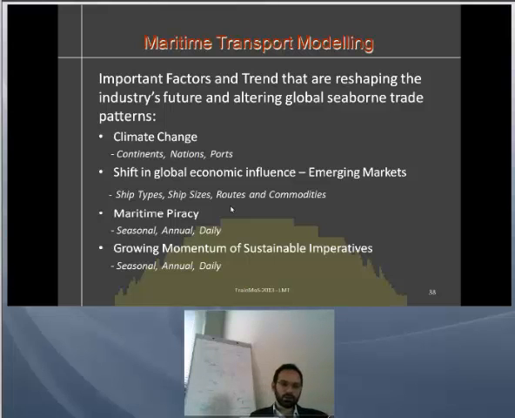And also there is a growing momentum of sustainable imperatives. This means that it's also connected to climate change. So sustainability is a key factor at the moment. And most of the nations, the US and also the European Union and the IMO, are considering sustainability as the key factor of the future of shipping. And this comes through regulations for reducing the fuel emissions, or for the impact of ships on sea waters, or in general pollution.